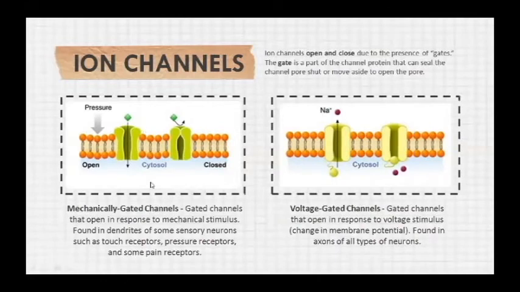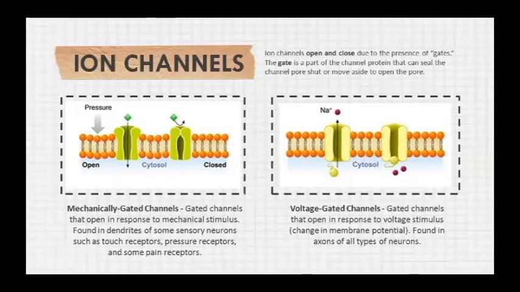They are found in dendrites of some sensory neurons such as touch receptors, pressure receptors, and some pain receptors. So since they are mechanically gated channels, meaning they open and close in response to mechanical pressure or mechanical stimulus, they are only found within the receptors such as the touch receptors, pressure receptors, and pain receptors.